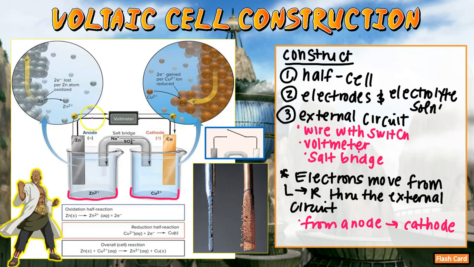So first, you have to make sure you have the wire. So we see our wire here. And then you want to make sure you have a voltmeter. And then you want to make sure you have a salt bridge. So the wire is going to usually have a switch that opens and closes the circuit. So we normally see everything closed here, right?